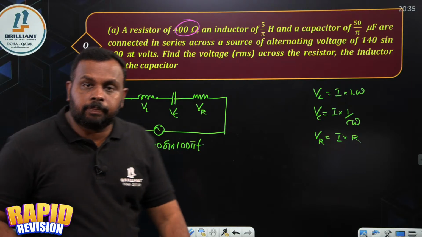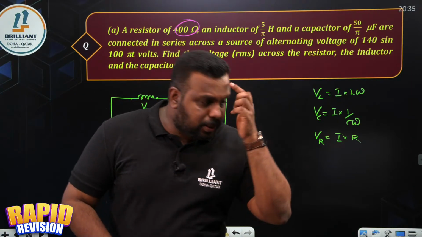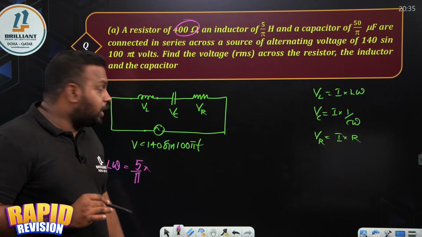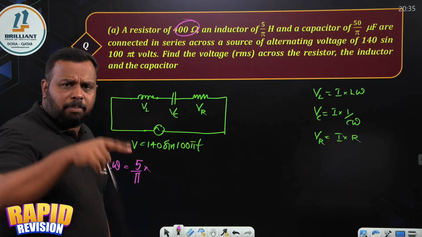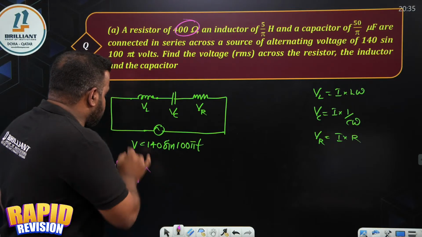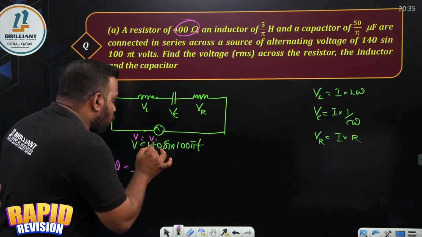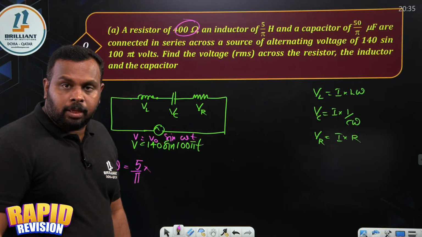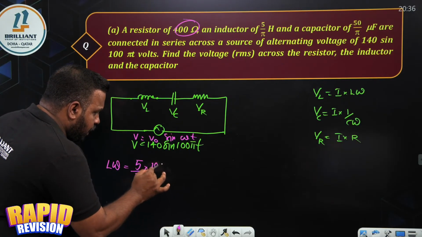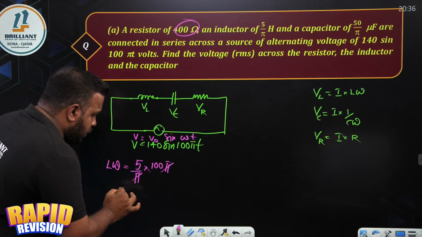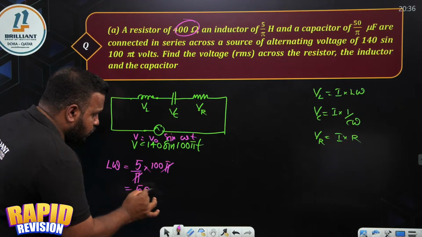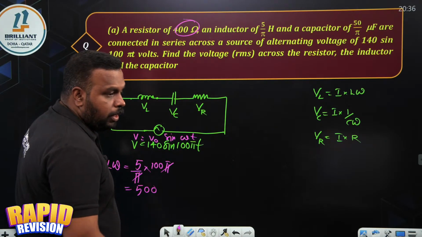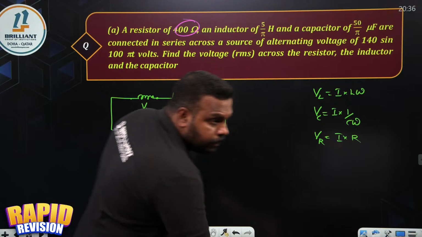Omega, is it given? Directly you can't see the omega value, but look at the formula. V equal to 140 sine 100 pi t. Compare with the standard equation for AC voltage, V equal to V naught sine omega t. That means omega is 100 pi. Substituting that value here, pi gets cancelled. So L omega is 500.